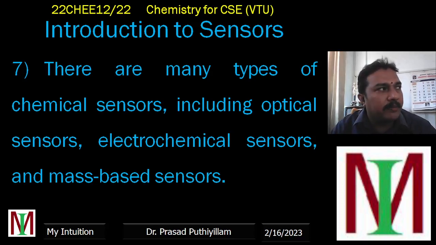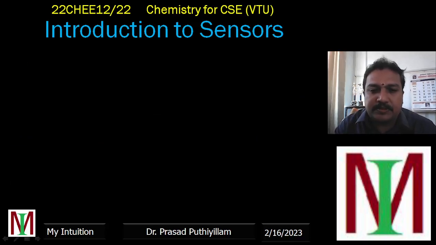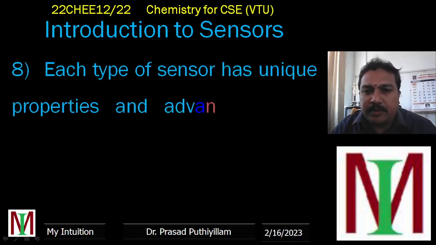Some of the chemical compounds are used as a sensing element. Then it comes under the chemical sensors, which include optical sensors. Optical means something related to light. Electrochemical means something related to chemical movement in which electron movement is present, and mass-based sensors measure the mass of a substance or a related mass.